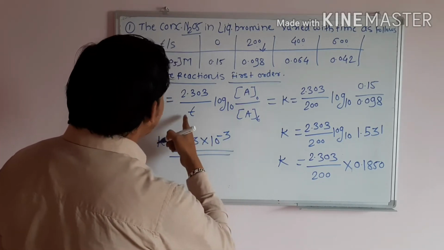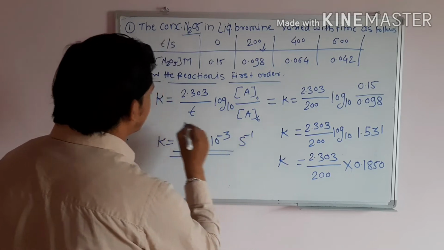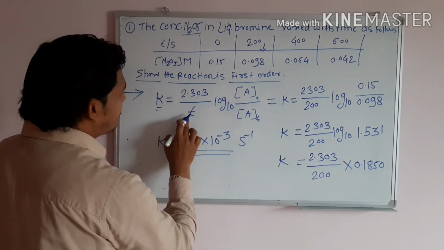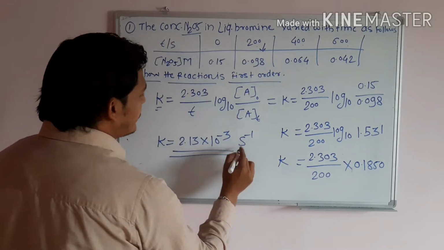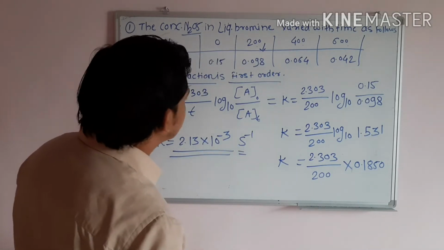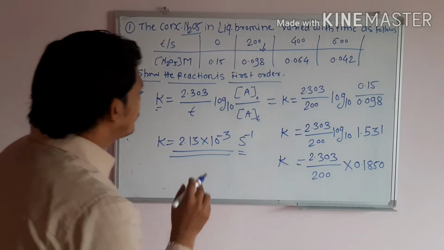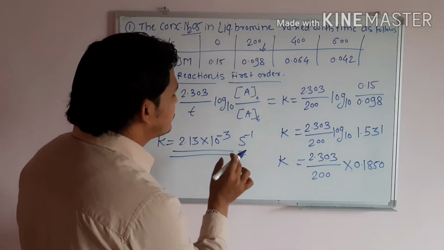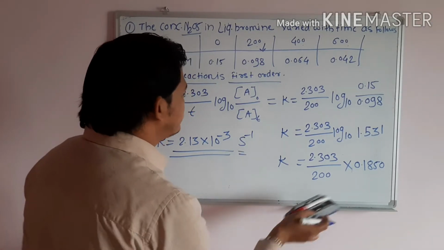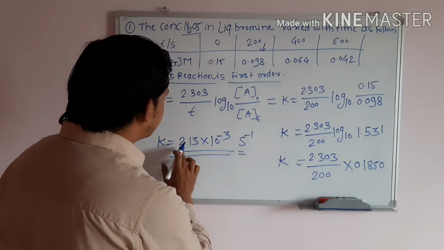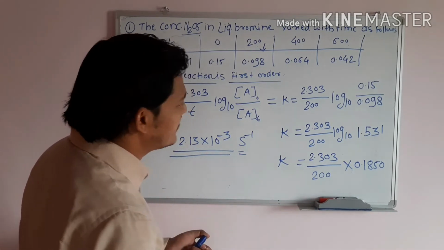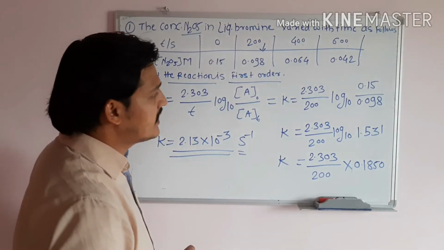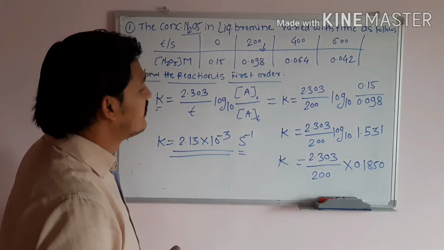The unit is second inverse, because the unit of K is the reciprocal of time and time is given in seconds. So in this numerical we can solve easily and get the correct answer, 2.13 into 10 to the power minus 3 second inverse. This is our step number first.